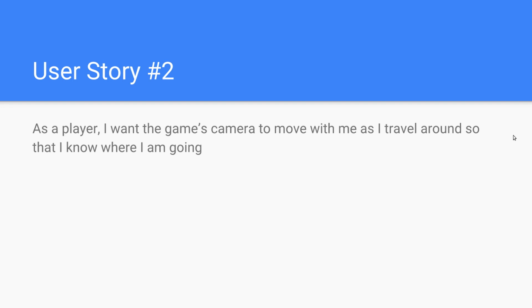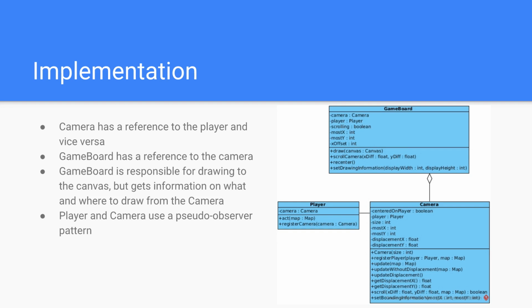The next user story is, as a player, I want the game's camera to move with me as I travel around so that I know where I am going. The implementation goes like this. The camera has a reference to the player, and vice versa. The game board has a reference to the camera. The game board is responsible for drawing to the canvas, but gets information on what and where to draw from the camera.